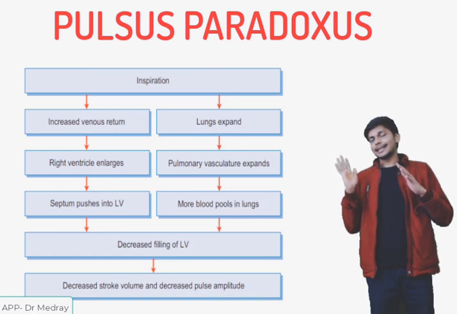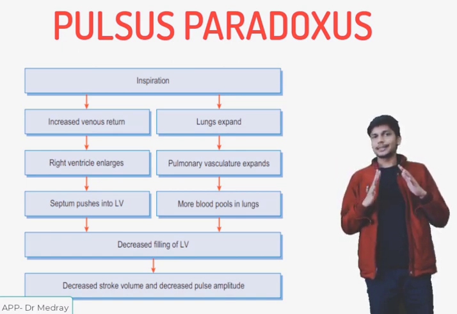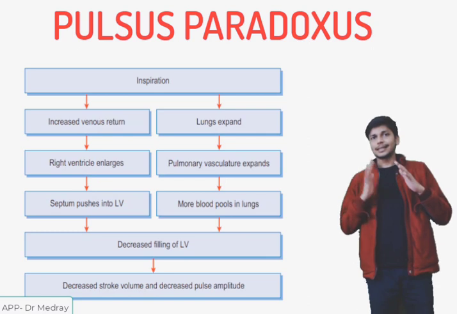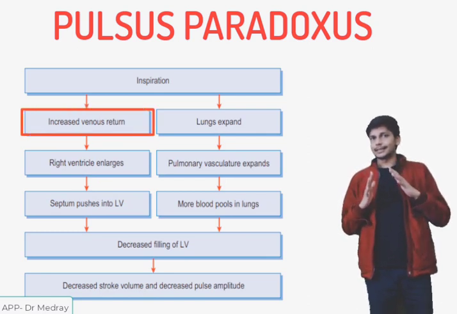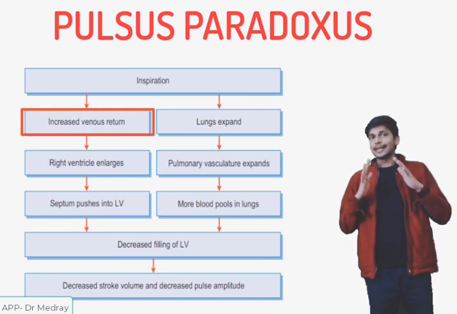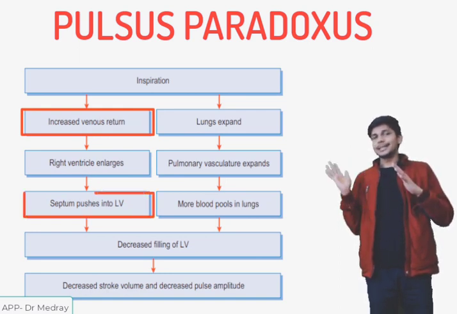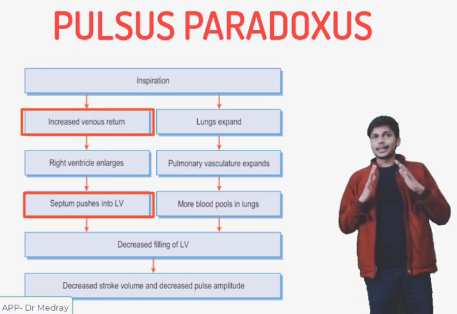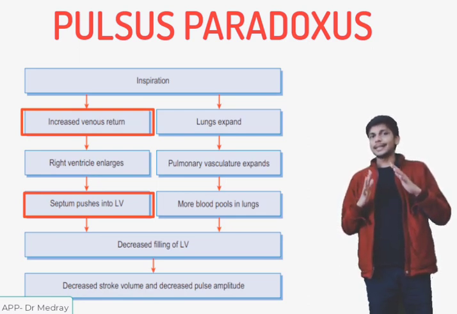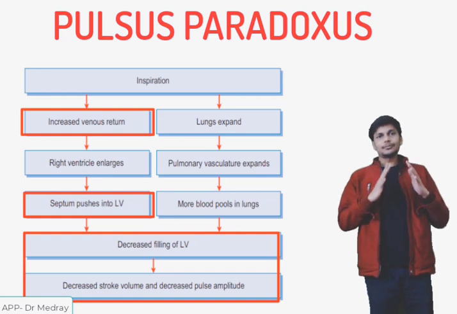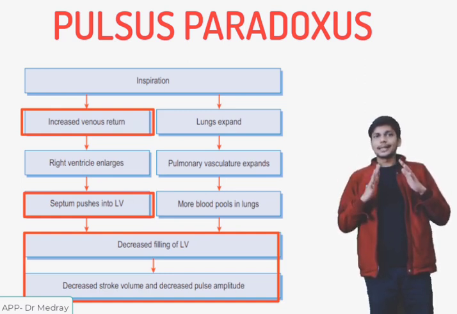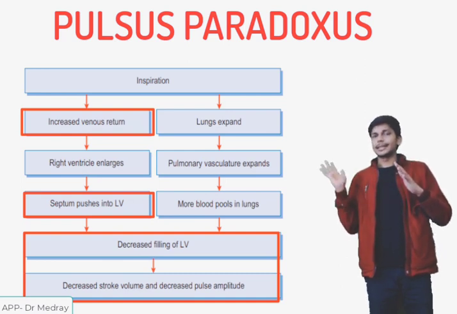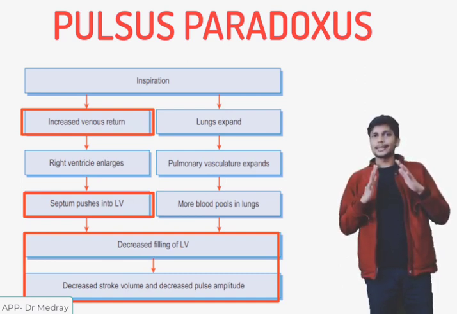As there is an increase in negative intrathoracic pressure during inspiration, the venous return to the right side of the heart increases. As the venous return to the right side of the heart increases, the interventricular septum will impinge itself on the left ventricle, and now there will be less blood accumulating in the left ventricle, which in turn will lead to reduced stroke volume and a decrease in the amplitude of the pulse during inspiration, and a reduction in systolic blood pressure, which is normally less than 10 mm of mercury.